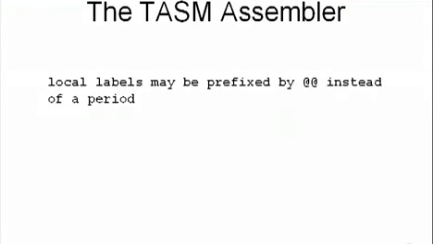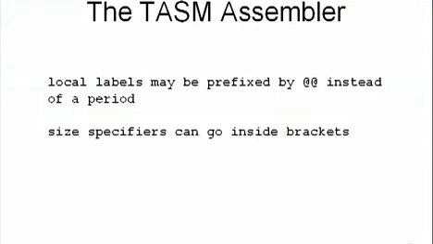The syntax of the language is fundamentally the same as the one presented in this course. There are a few differences, but they're small. It's just as valid to define a local label by preceding it with two @ signs instead of a period, and you can specify the size of a memory reference by specifying that size inside the memory reference brackets. For example, this syntax would be valid to specify that the label refers to a 32-bit integer in memory.